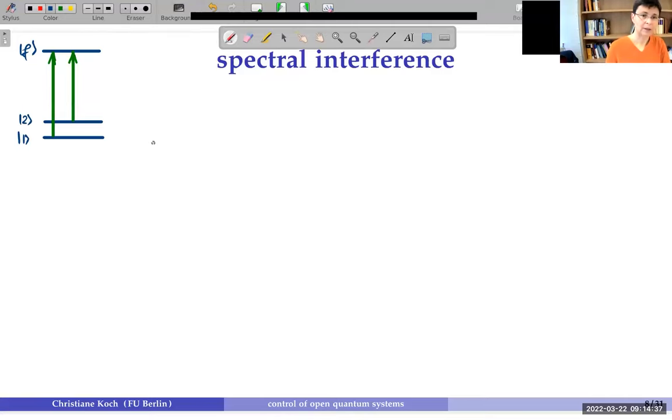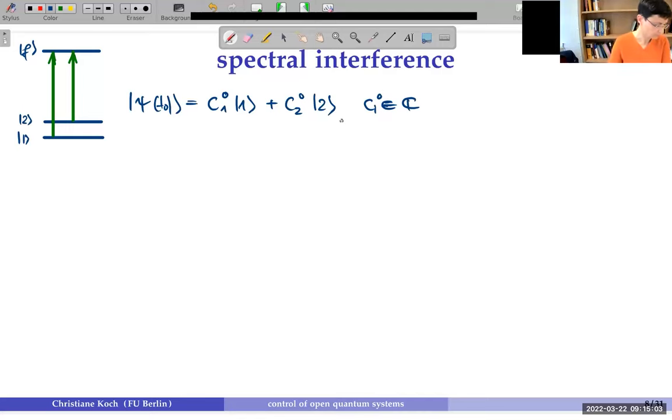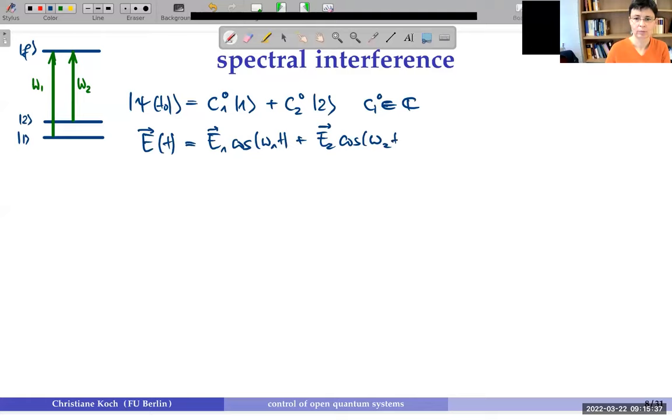And you're assuming, and this is an assumption that we can potentially argue about, but allow me to make it for the moment, that initially we are in a coherent superposition between levels 1 and 2. So C1,0 and C2,0 are some complex numbers that specify my initial state. And so the total electric field now is given by the superposition of the one with omega 1 and the one with omega 2. And for simplicity, let's assume that we just have the carrier frequency and no further time dependence, because we don't need it to make the point that I want you to see.